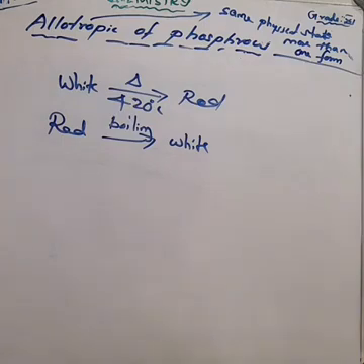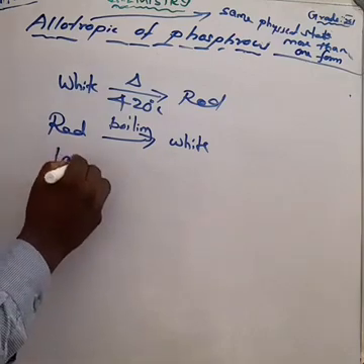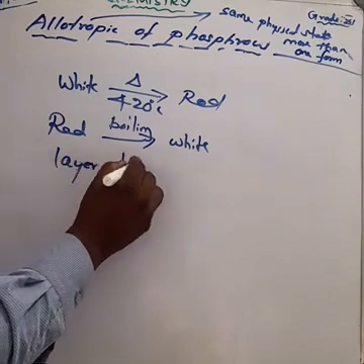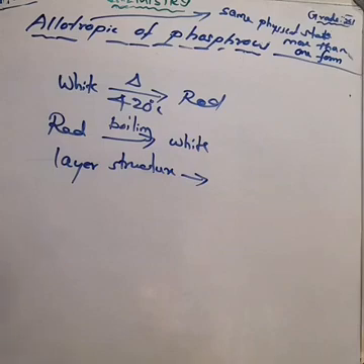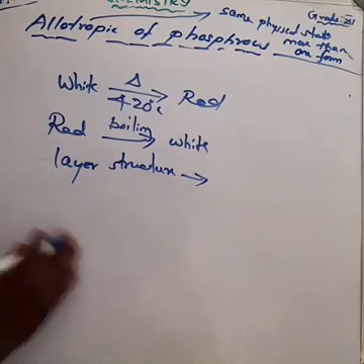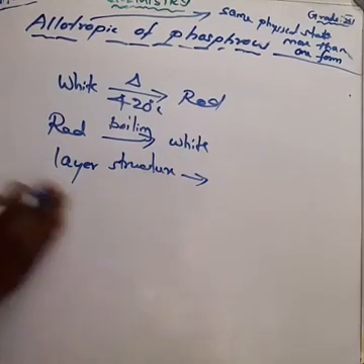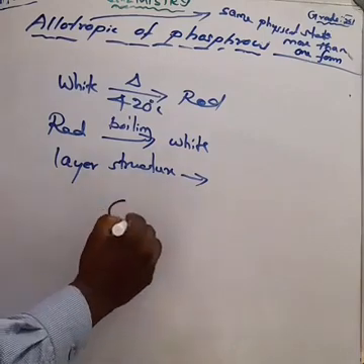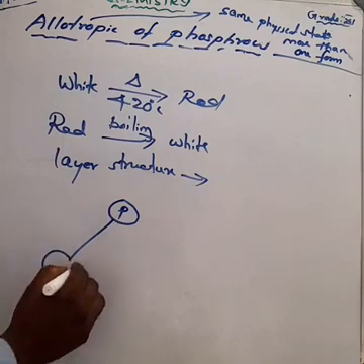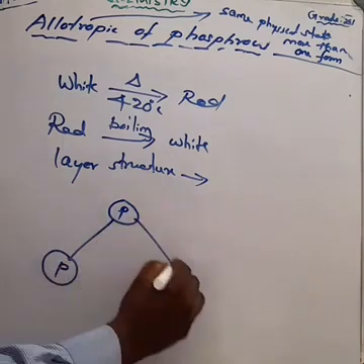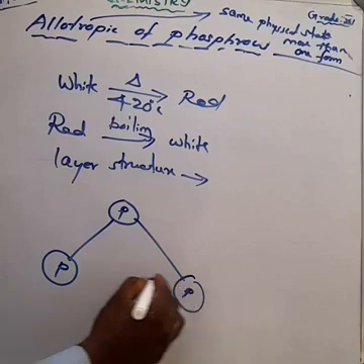This is about the white phosphorus and the red phosphorus. Phosphorus has a layer structure and also acts as a semiconductor. Let us see how we draw the structure of white phosphorus. Here, this is one phosphorus, this is another phosphorus, and another phosphorus, and they are joined like that.